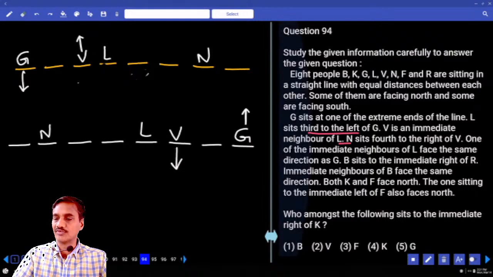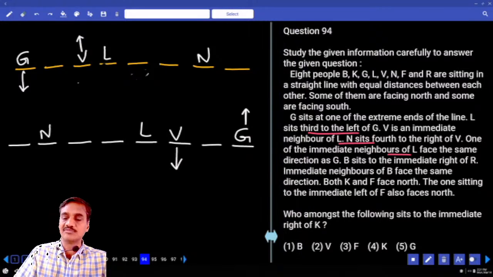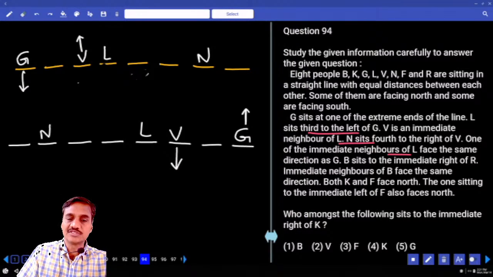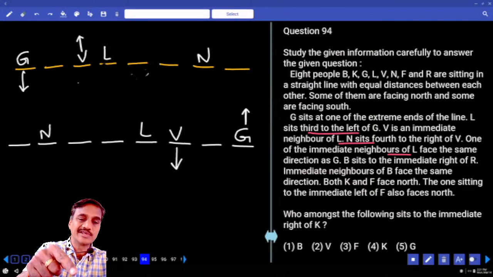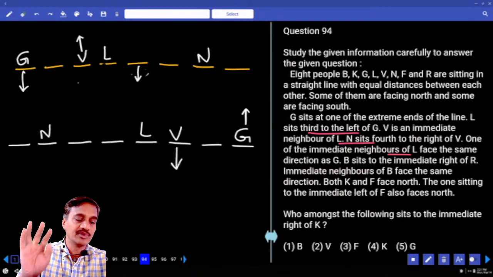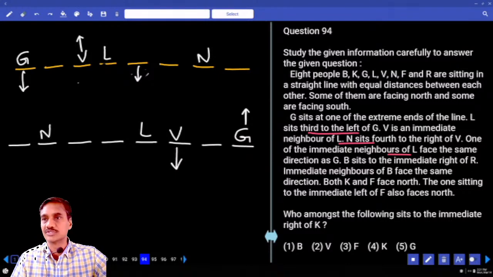N sits fourth to the right. One of the immediate neighbors of L faces the same direction as G. Now G is facing south. One of the immediate neighbors of L must also be facing towards south, whoever that person may be.